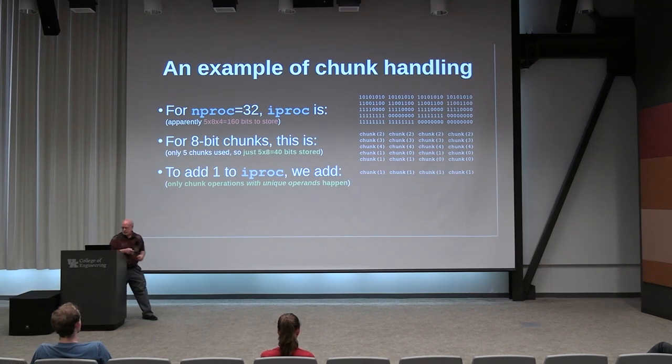I know I'm doing this a little bit fast, but basically this is the trick. If you look at it, we had 160 bits to store that, but once we take advantage of this chunking, it's a total of 40 bits. And let me just say, as these things get larger, the savings also get larger. And then if I wanted to add one to iProc, I'm adding chunk 1 to all of these things. And again, the number of actual operations that I'm going to do is adding chunk 1 to chunk 2, which is just going to be one thing. I don't need to do that four times.